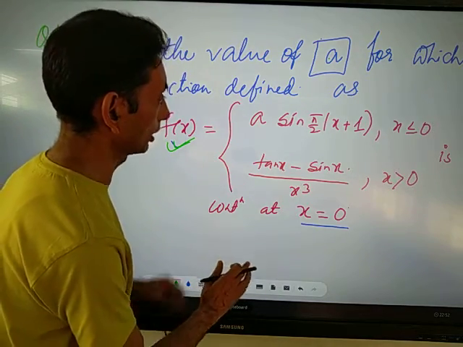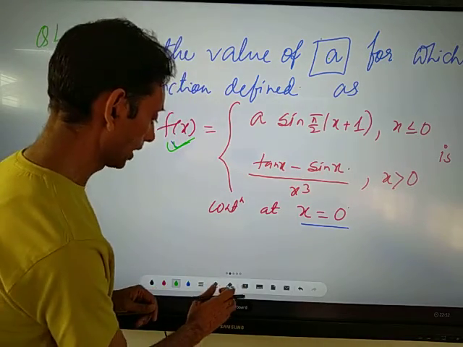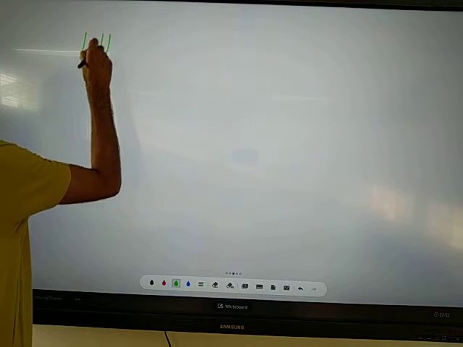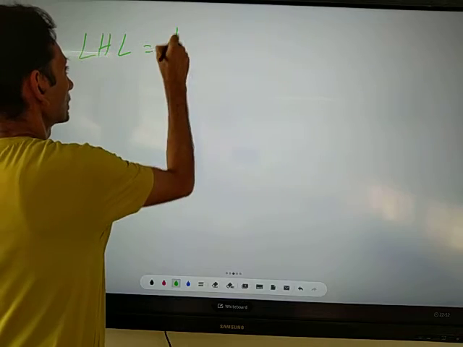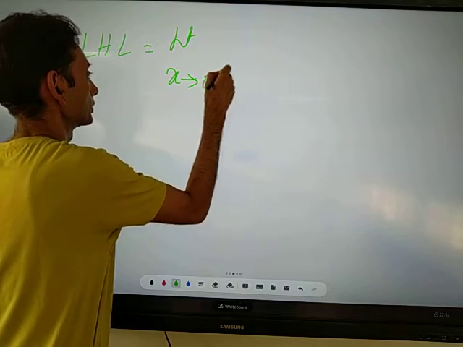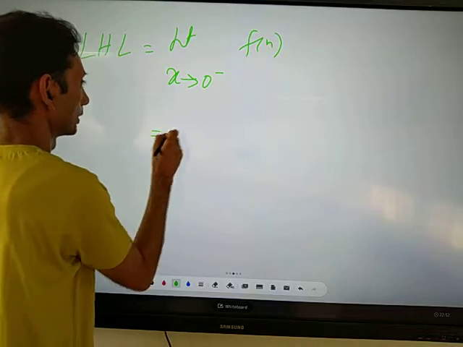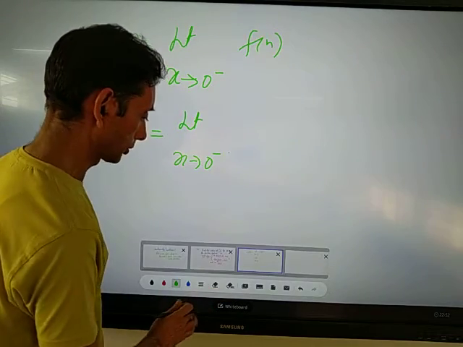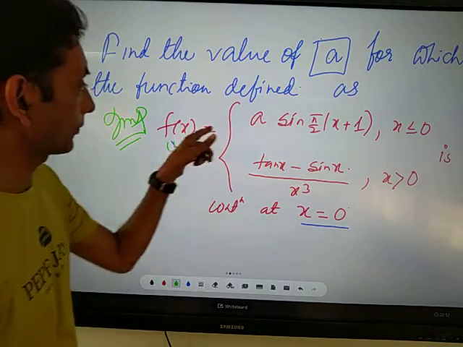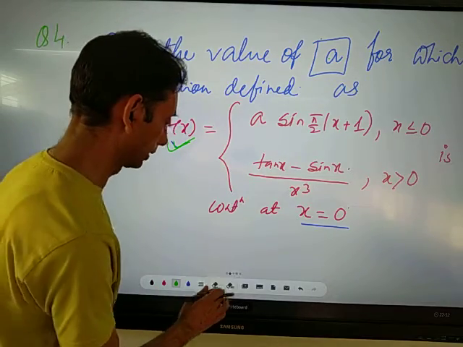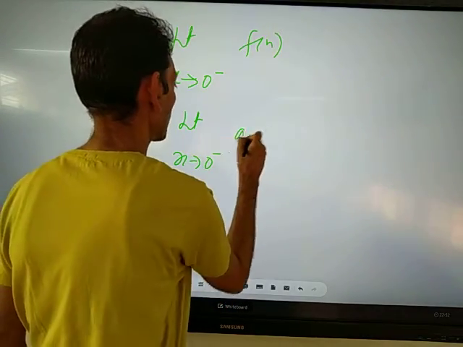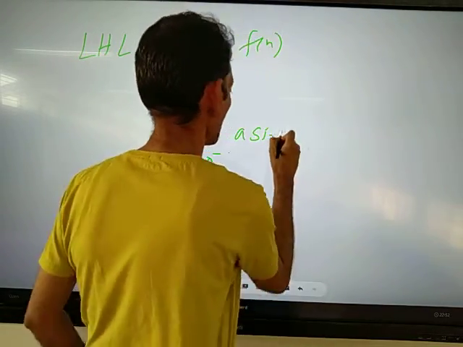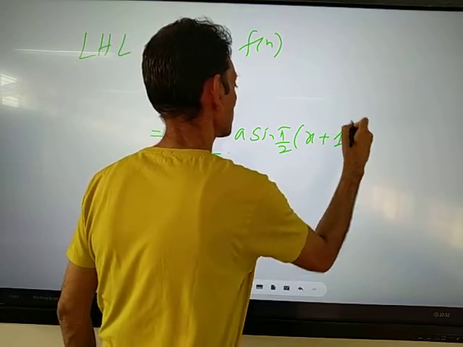First we'll find either the left hand limit or the right hand limit. So let's move to the next page. We'll start with the left hand limit: limit x tends to 0 minus f(x). So we need to check what f(x) is. f(x) is a sin(pi by 2 x) plus 1.